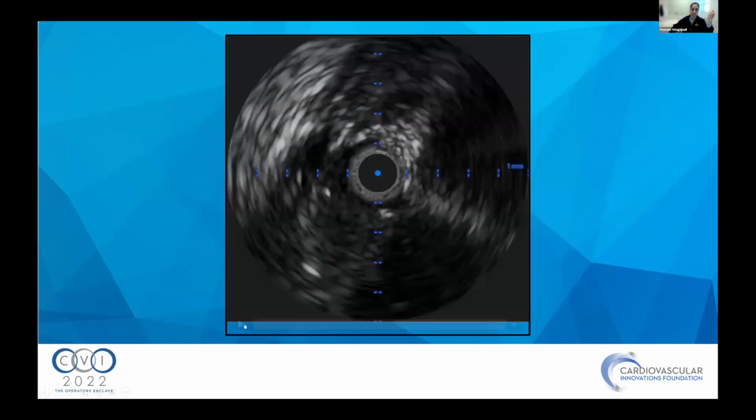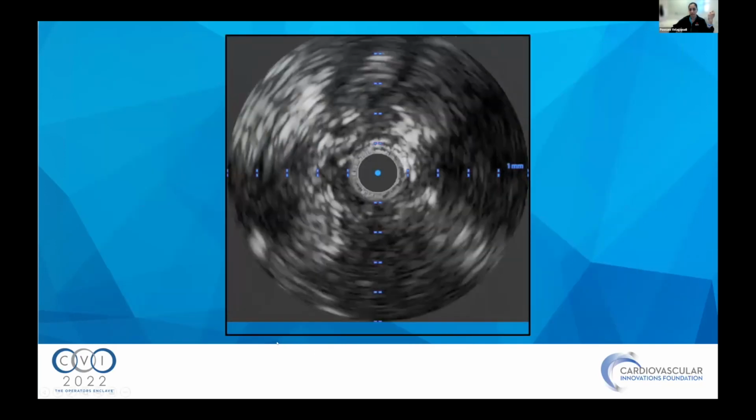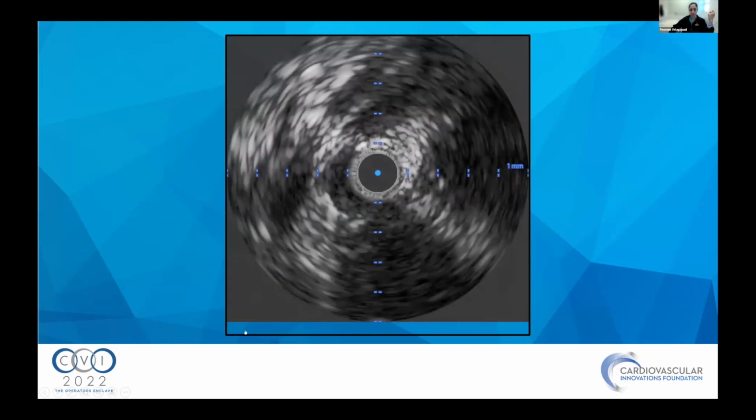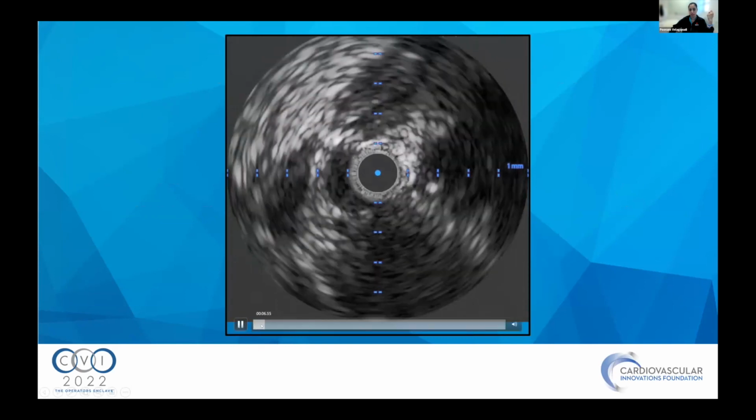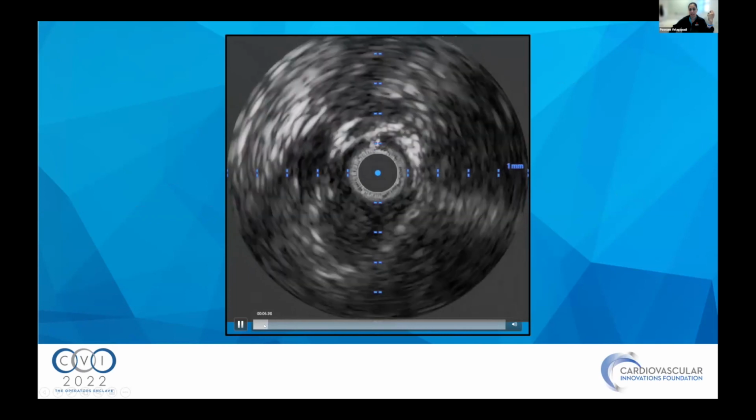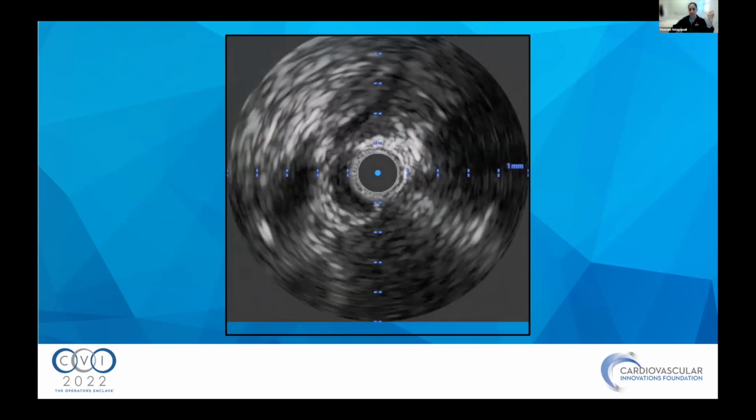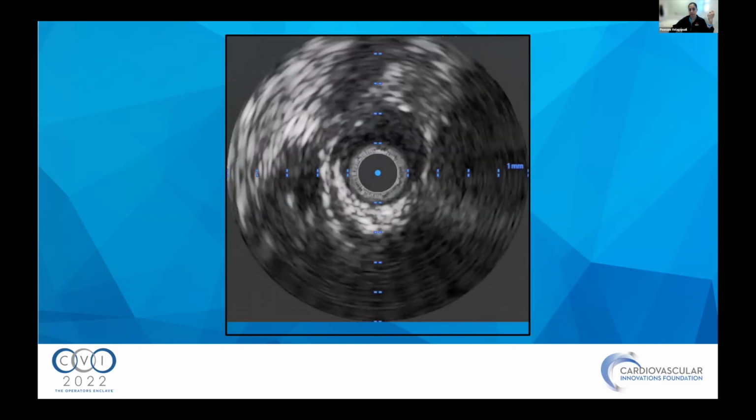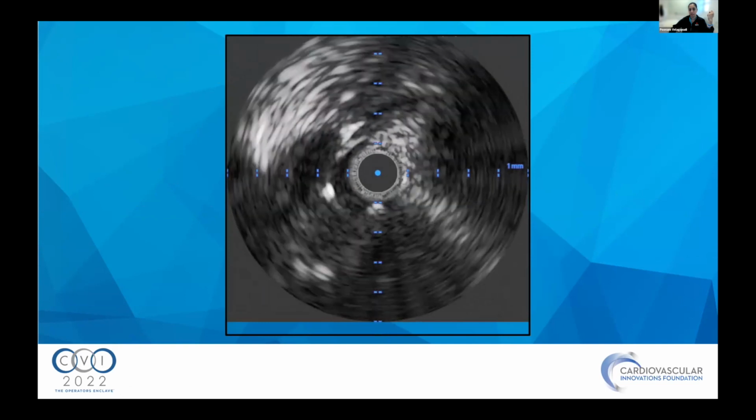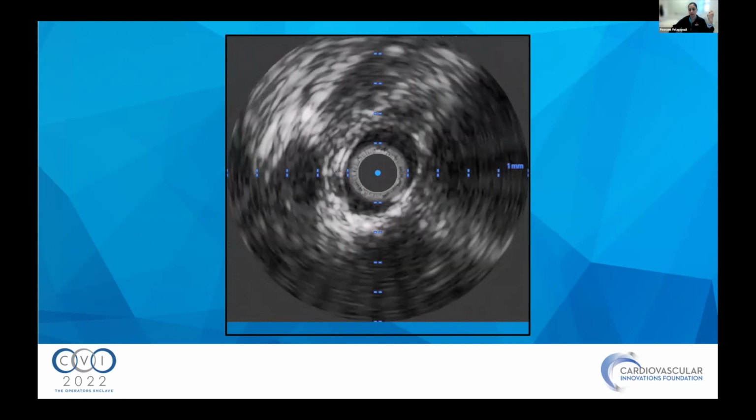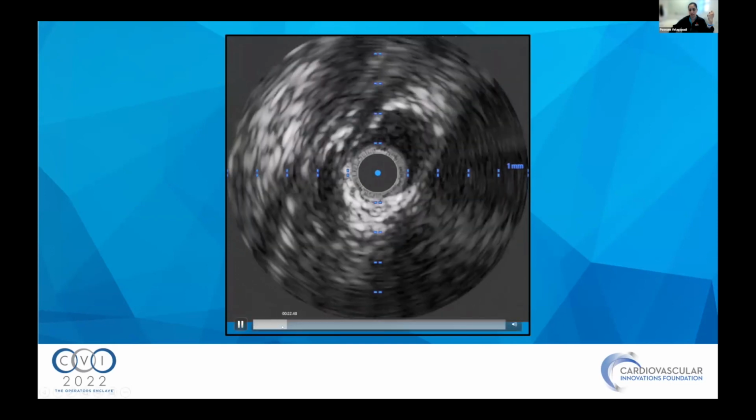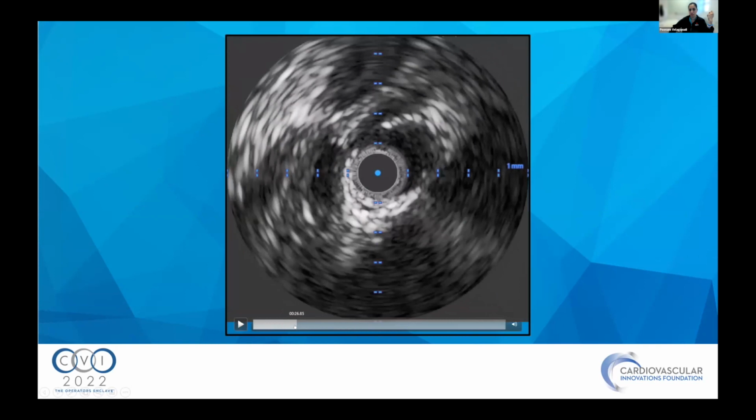So this is the IVUS image. This is the Eagle Eye Volcano. It isn't the best, but this was what I used at the time. You can see that there is some underexpanded stent. There's some calcium. And as we go up into the stent, there's a lot of neointimal hyperplasia as well. Let me drag through this.